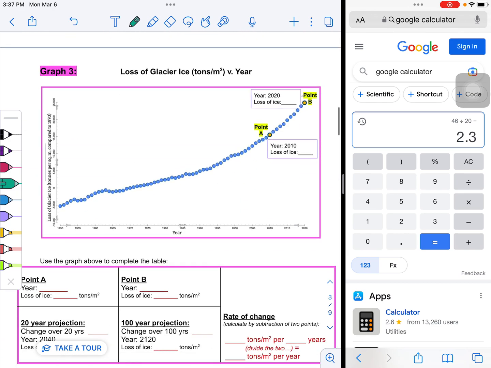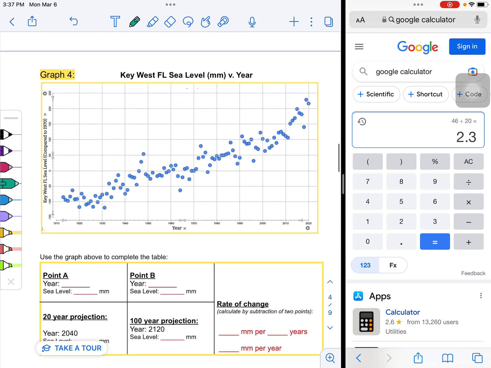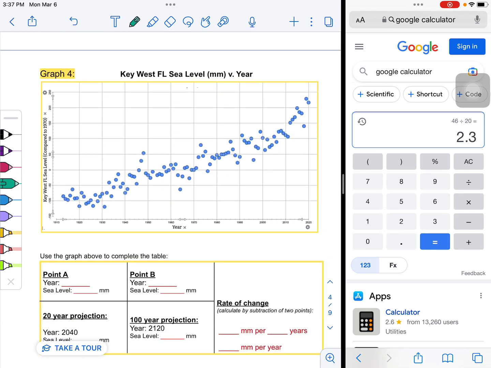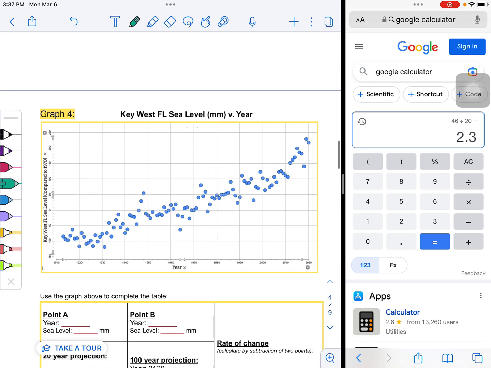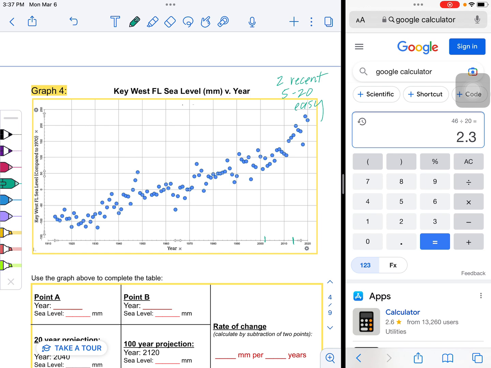So here you're going to notice I gave you just the years, but you need to use your Notability tool and pull over and get what your loss of ice is going to be. And here I didn't give you any data. You've got to find your points, reminding that you're picking 2 that are recent in that 5 to 20 year span and easy to read on the graph. So like we said, don't try to do 2012 or 2001. Okay, just stick to what you know.